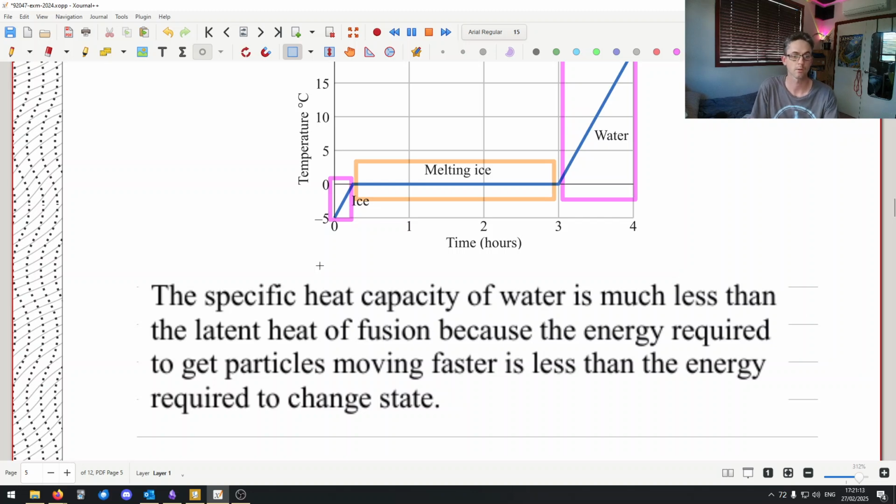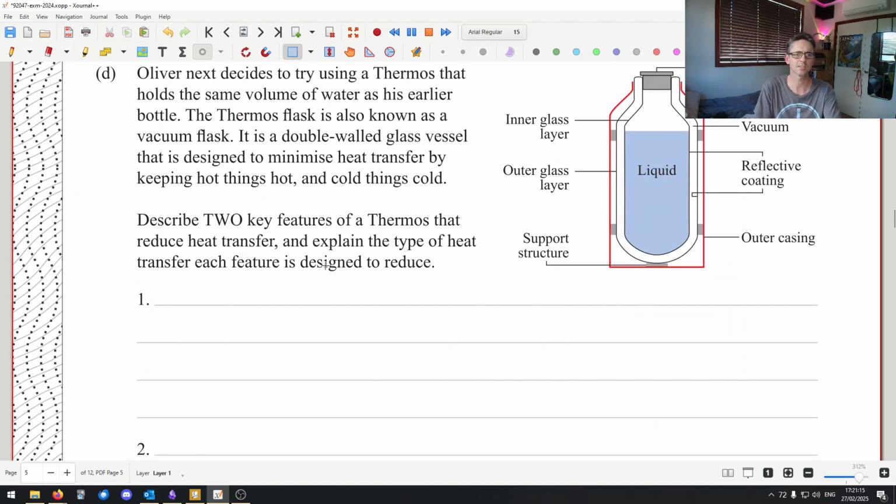Cool. Oliver next decides to try using a thermos that holds the same volume of water as his earlier bottle. The thermos flask is also known as a vacuum flask. It is a double-walled glass vessel that is designed to minimize heat transfer by keeping hot things hot and cold things cold. Describe two key features of a thermos that reduce heat transfer and explain the type of heat transfer each feature is designed to reduce.